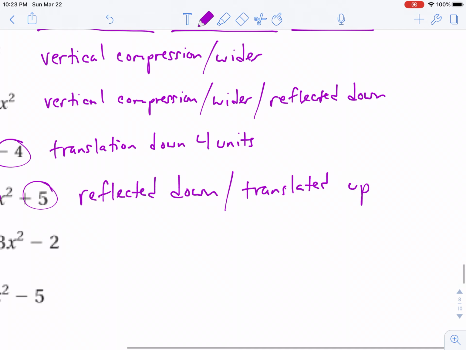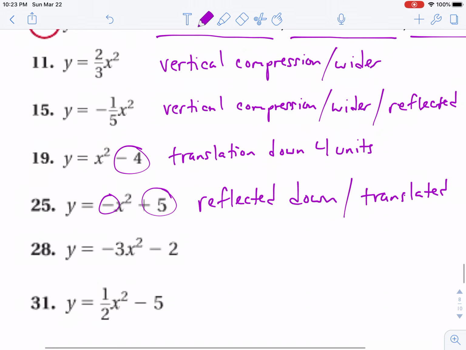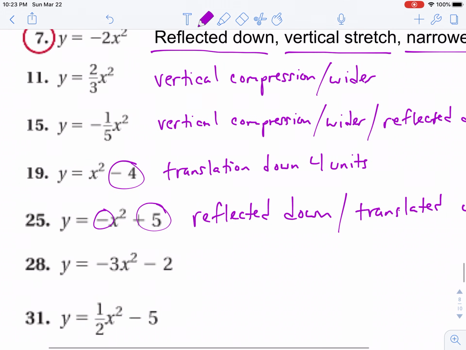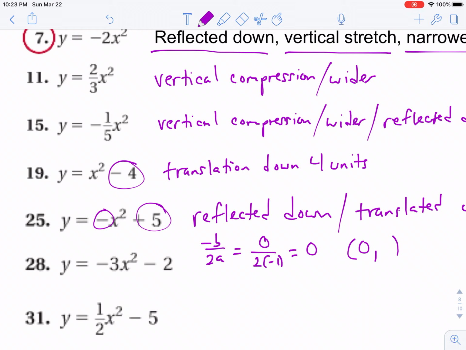Another way that you could tell where it's moved, and how we did the examples up above, calculate the vertex. The vertex is negative b over 2a. Well, b is 0 in this case. So 0 over 2 times negative 1, that's just going to equal 0. So your vertex is 0, comma. So if you plugged in a 0, you'd get 0, 5. So the only place this is moving is up 5 units.